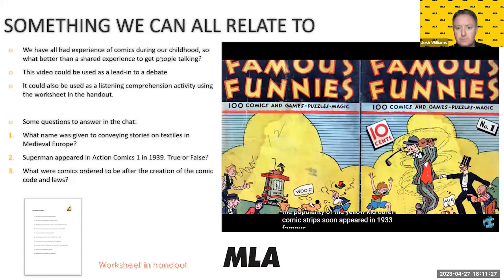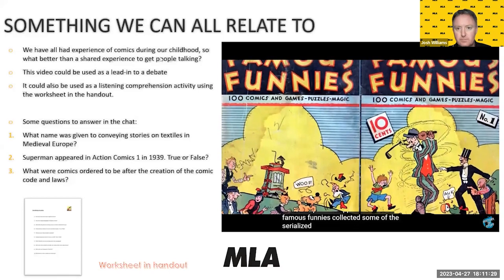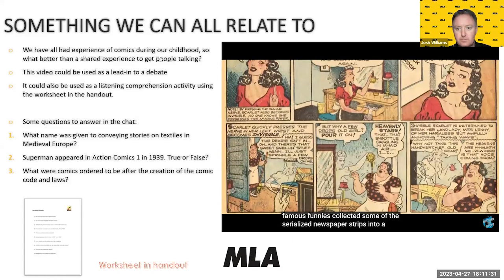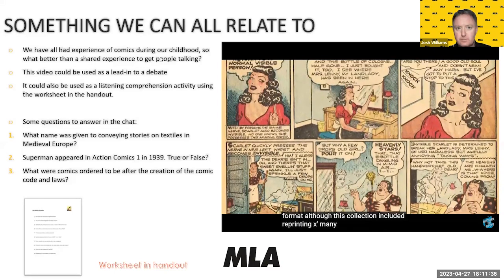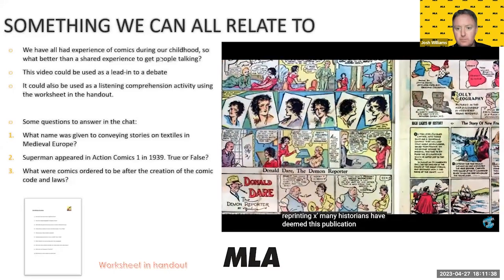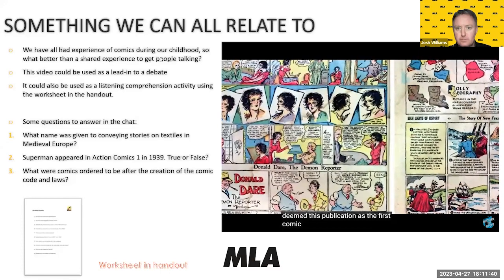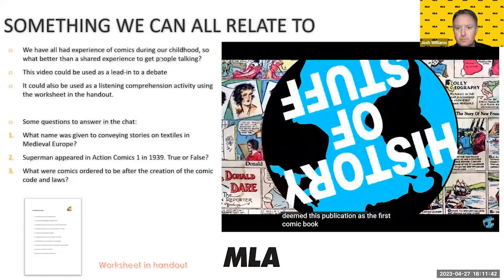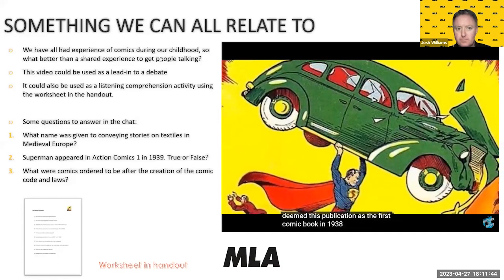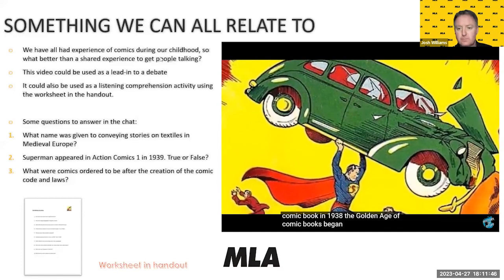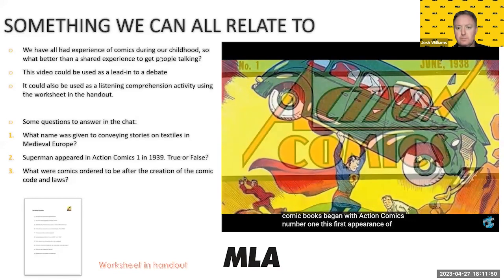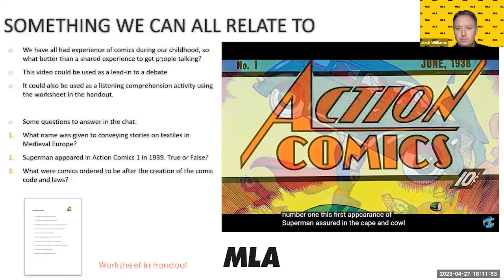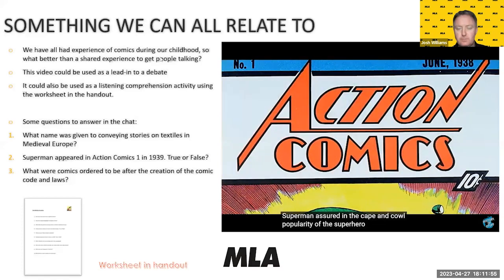In 1933, Famous Funnies collected some of the serialized newspaper strips into a book format. Although this collection included reprintings, many historians have deemed this publication as the first comic book. In 1938, the golden age of comic books began with Action Comics #1. This first appearance of Superman ushered in the cape and cowl popularity of the superhero.